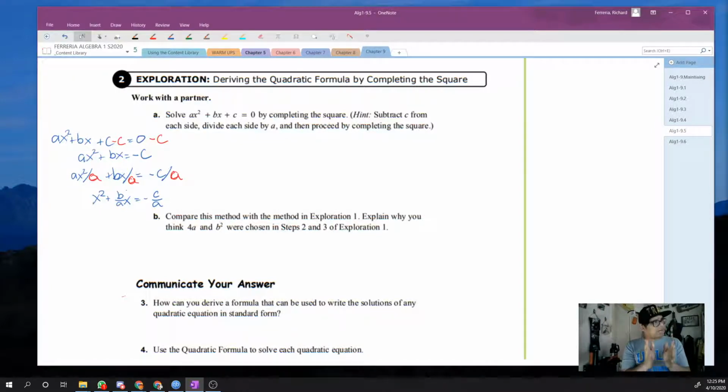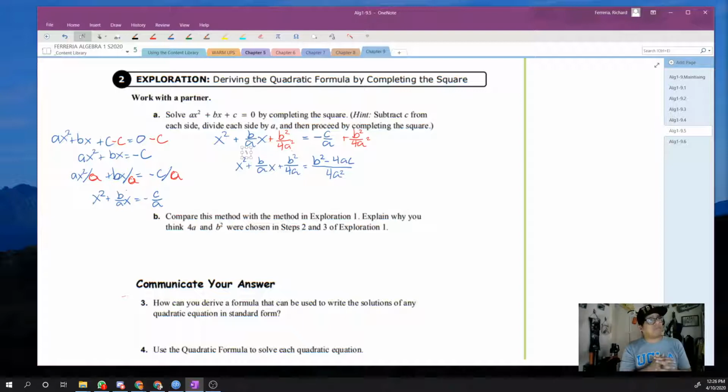So if I want to complete the square, the first thing I do is divide the linear coefficient by 2. That gives me b over 2a. And then I square that, so that's b squared over 4a squared. So I'm going to add b squared over 4a squared to both sides of the equation, and that gives me this.